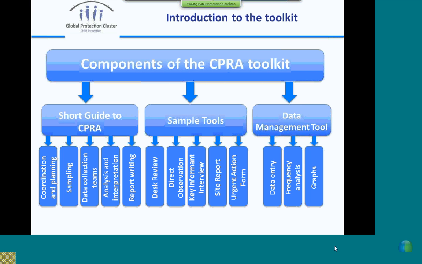And finally, the data management tool, which is an Excel-based tool, very easy to use, of course, relative to other tools that are out there. There are 3 main pages in it. First page is the data entry page, which is the only page that you actually need to use, because once you enter your data, your frequency analysis gets generated automatically. So there are tables on the second sheet of the Excel file, and then on the third sheet, you will automatically get your graphs.